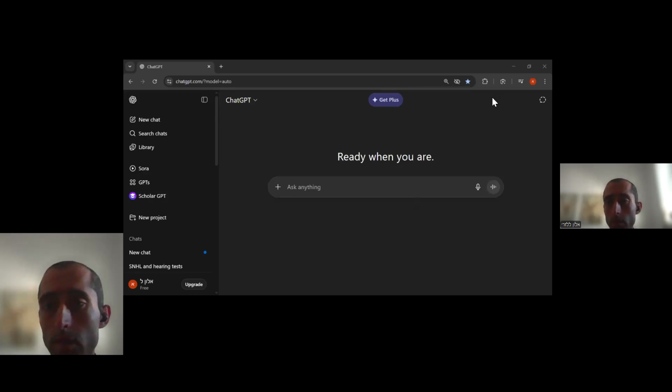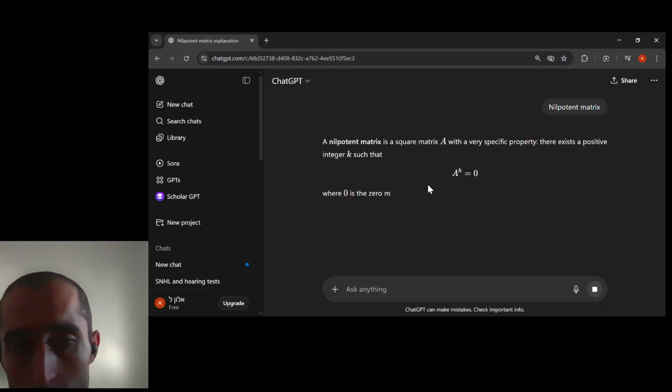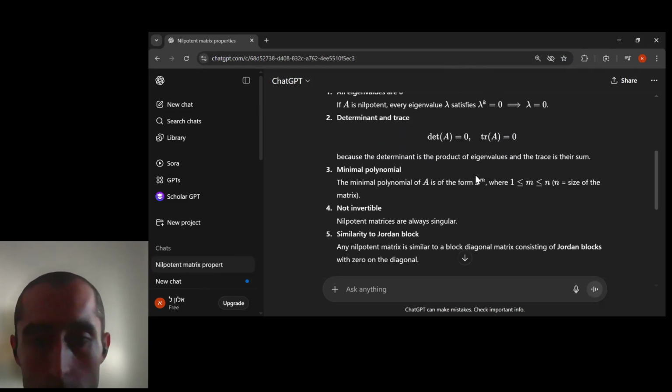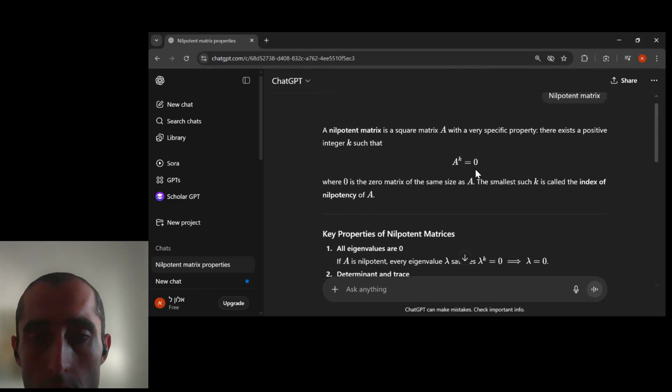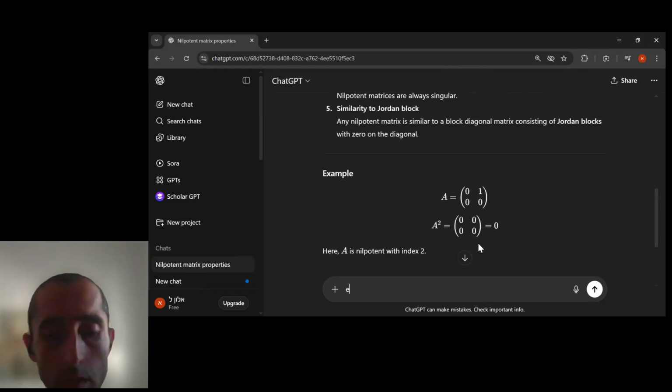Okay, so let's close this up and let's talk about nilpotent matrices. Are you ready? So we will start with the definition of a nilpotent matrix, which is a matrix that when we raise it to some power, it will become the zero matrix. And there are some definitions, we will go throughout it, but let's show you an example of it.